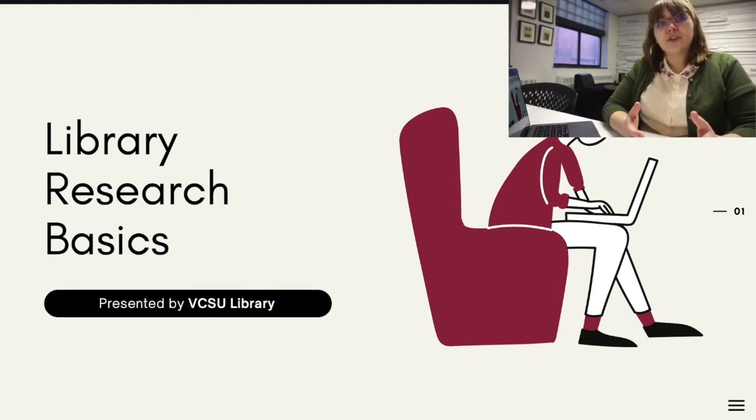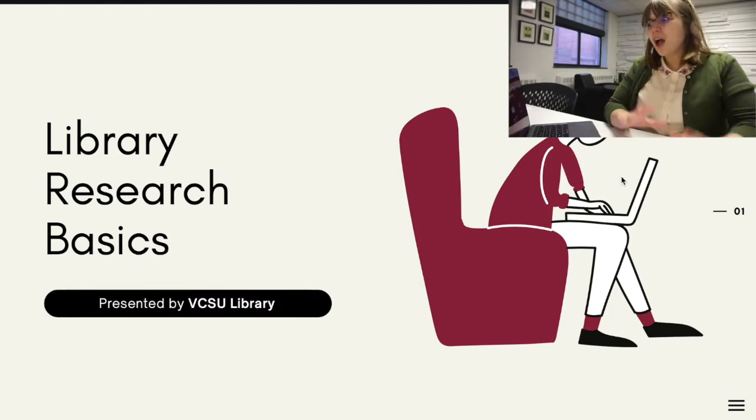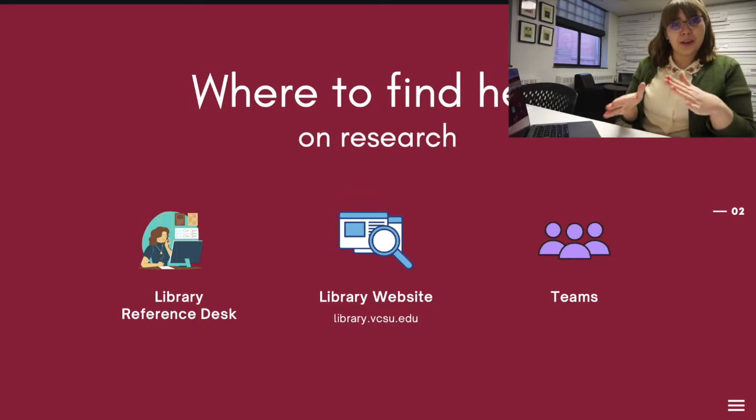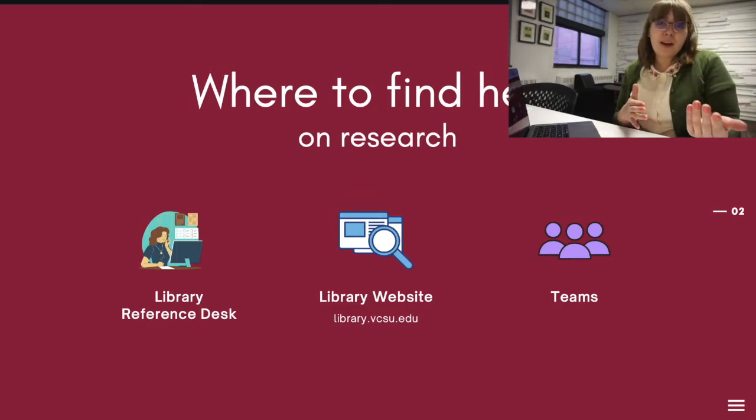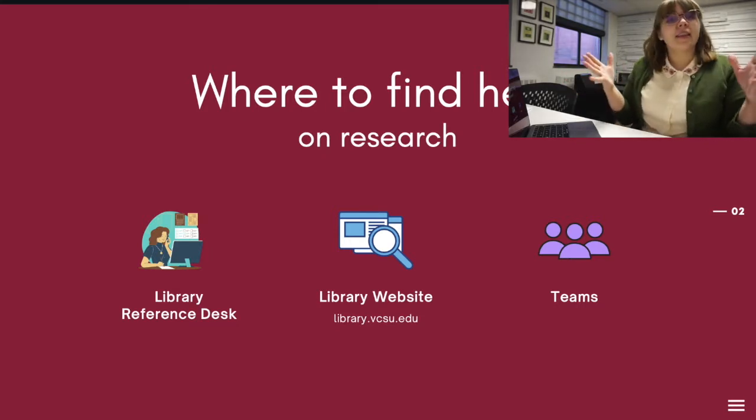Before we get into the library website and actual research information, I want to go over and highlight three main places that you can go to help you find information if you're struggling and not sure where to look. First and foremost is the library reference desk.